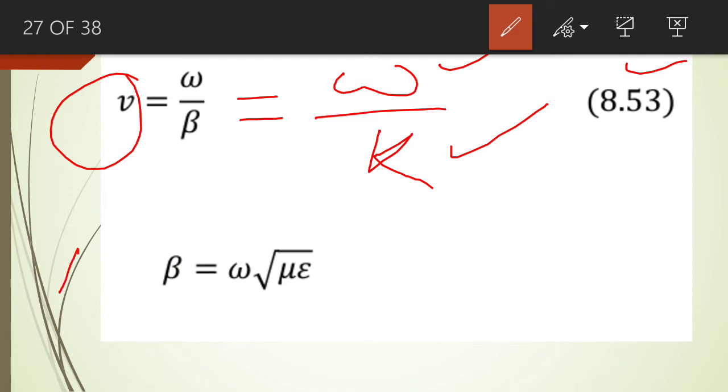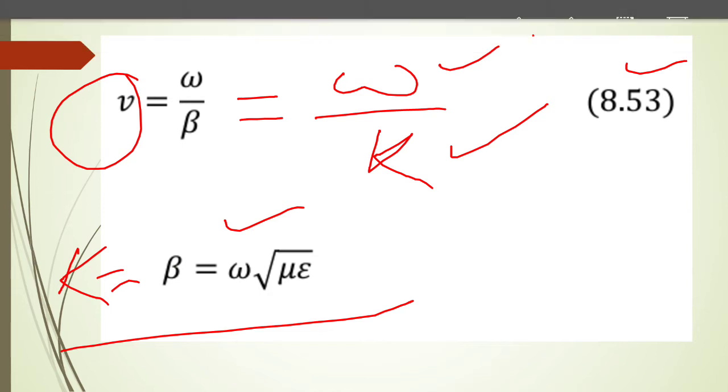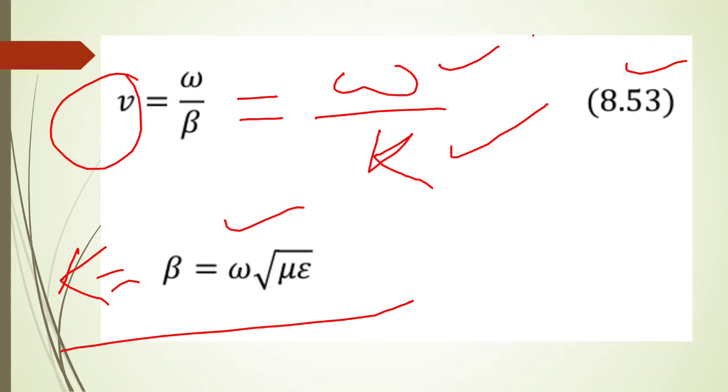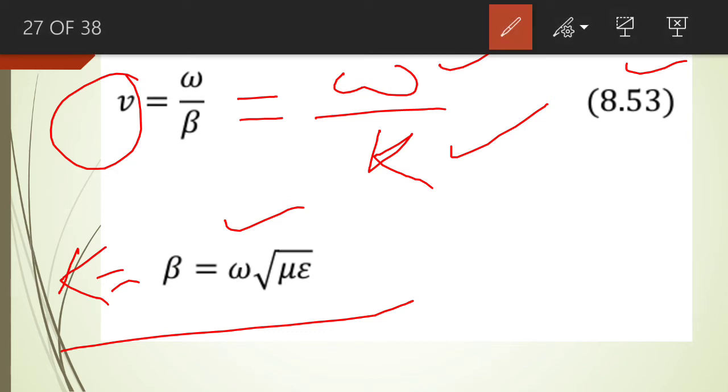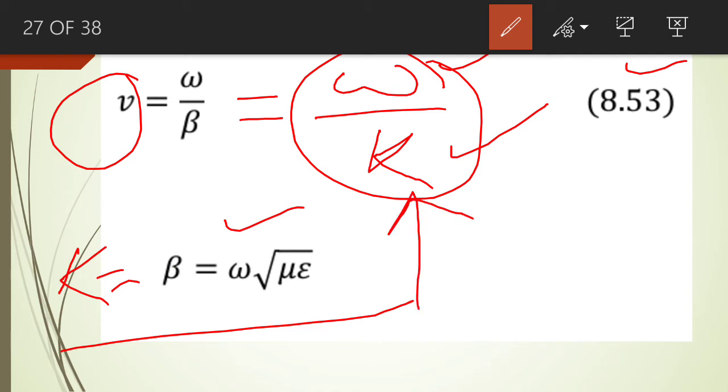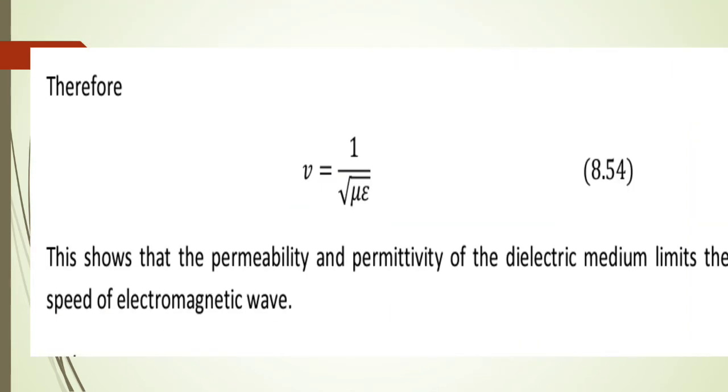We know that the propagation constant is equal to omega under root mu epsilon. So we know this particular equation as well. We know the value of k. So if we put the value of k in this particular equation, let us put the value of k in equation number 8.53.